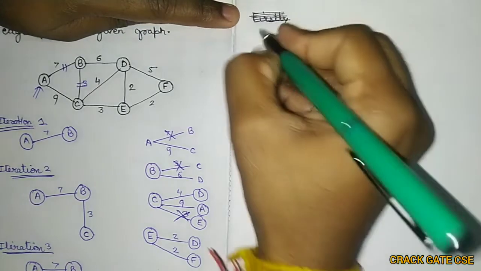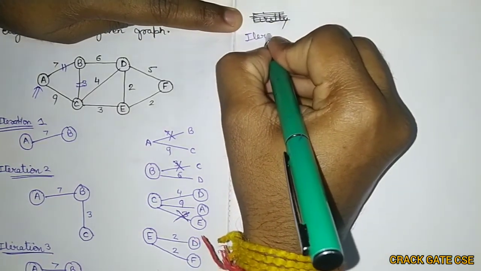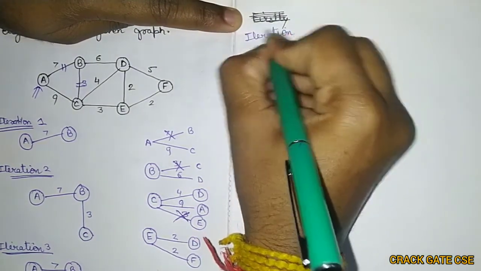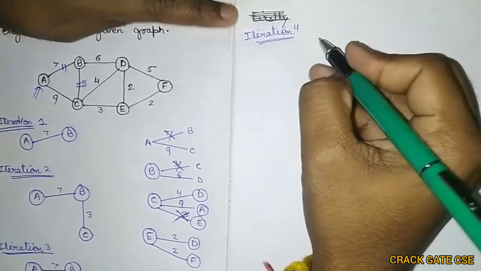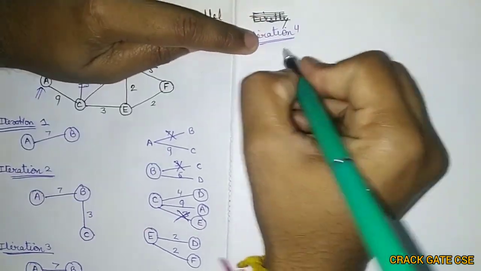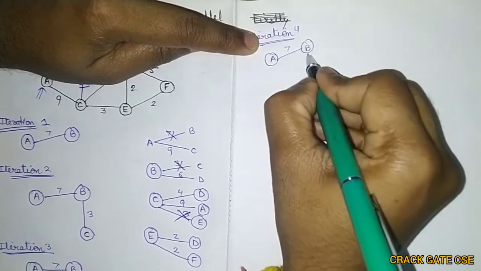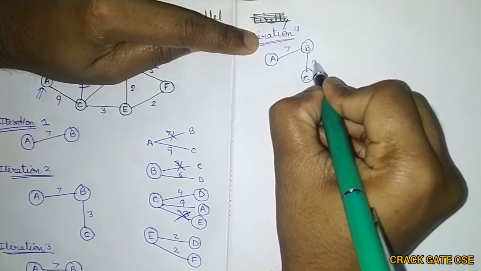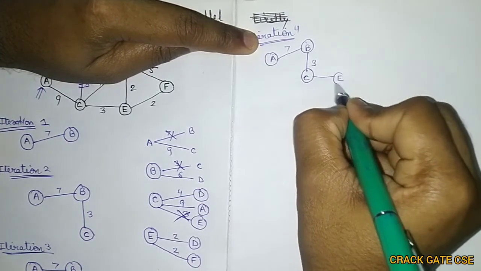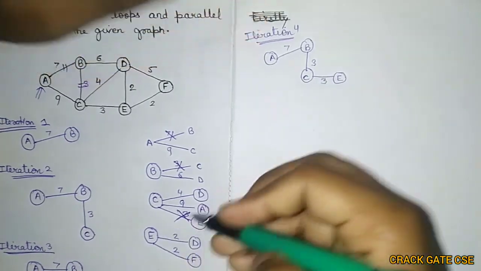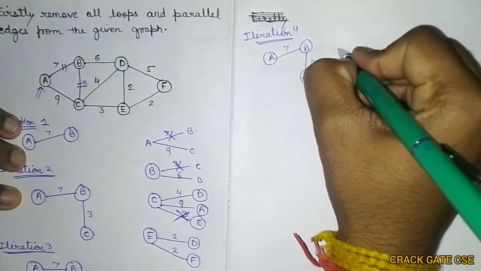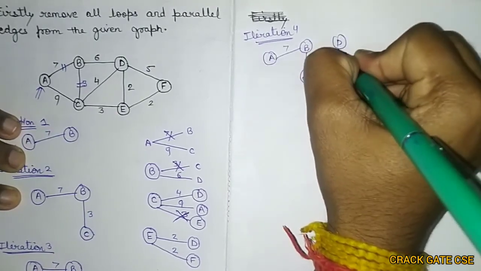So now in iteration 4, I am selecting E to D. So this will be same like A to B as 7, C as 3, C to E as 3. I am selecting E to D. So I am selecting E to D as 2.